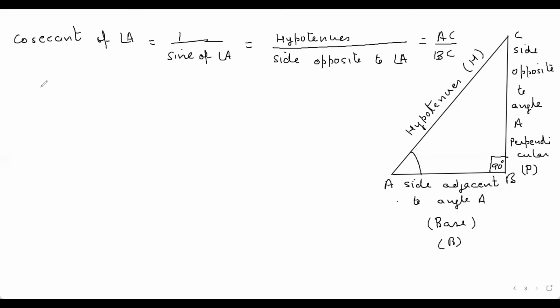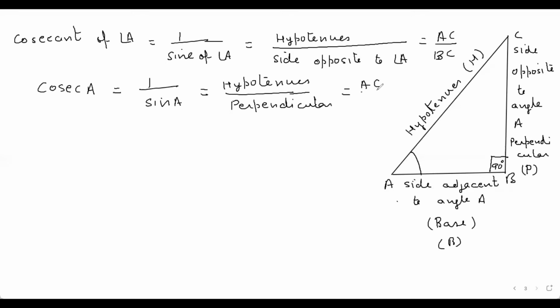Now in short form, we say it as cosec A is equal to 1 over sine A is equal to hypotenuse upon perpendicular is equal to AC by BC. So we are going to learn cosec A is equal to 1 over sine A is equal to H by P. This is what we are going to learn.